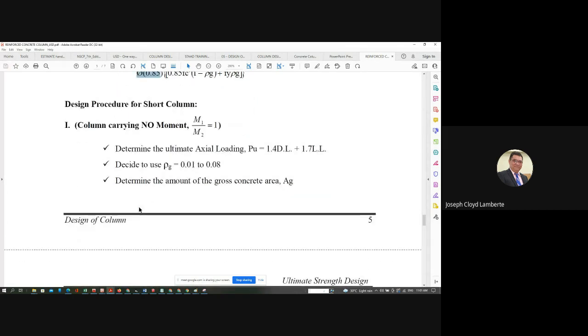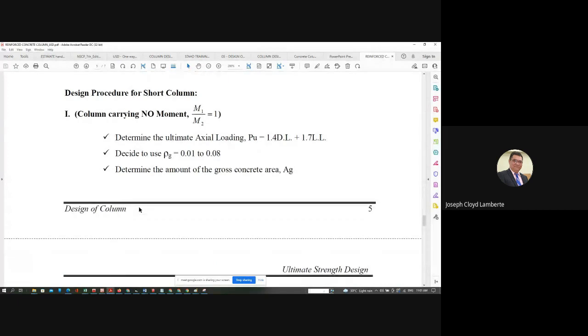Now let's go to the design procedure. For a column carrying no moment, we assume that ratio to be 1. Even if it is 0 over 0, it becomes 1. So first, determine the ultimate axial load. Again, this is just an example.